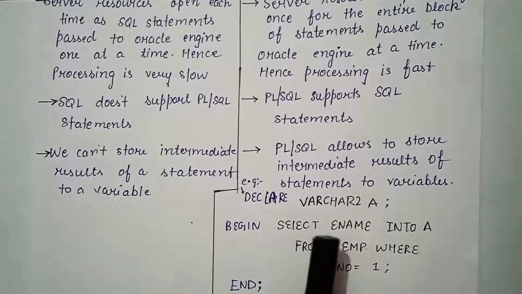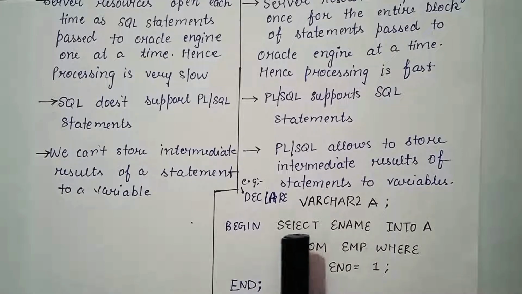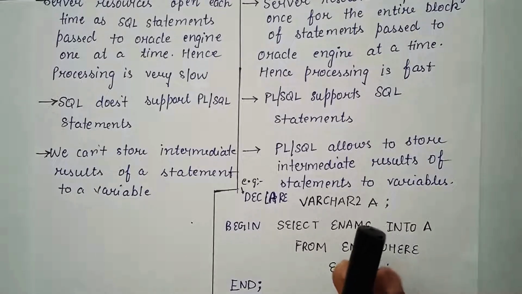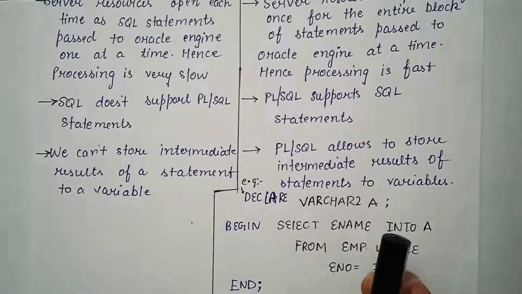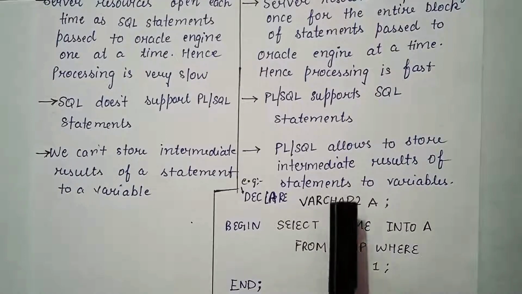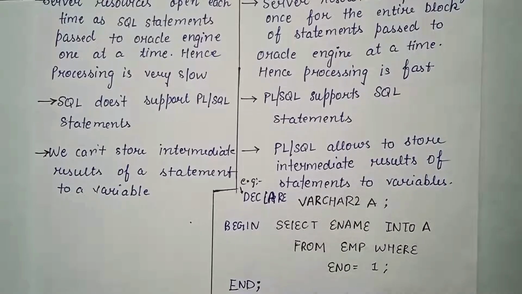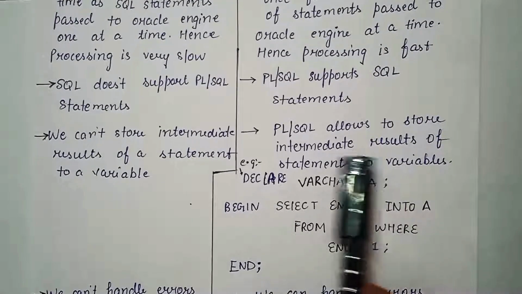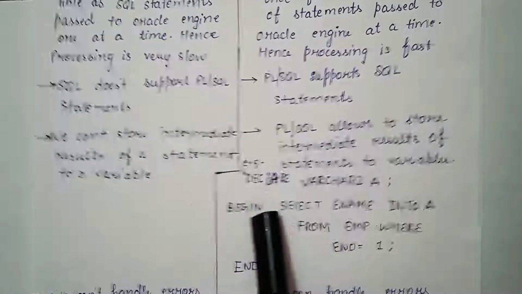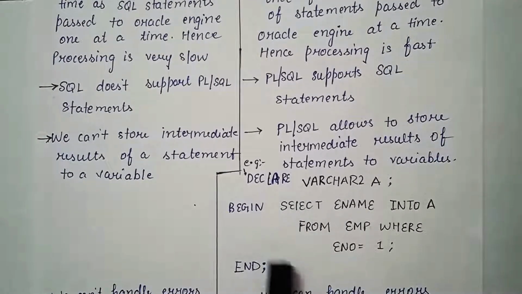But in PL/SQL there is a mechanism. Let's say there is a table, and we want to store the student name returned by the statement whose roll number is, let's say, 2. We can do this with the help of PL/SQL. This is the structure of a basic PL/SQL block. It has a declare phase, a begin phase, and an end, indicating the end of this entire block.